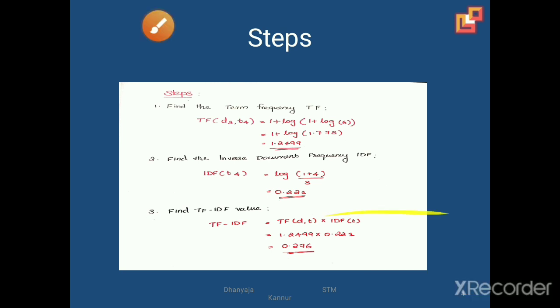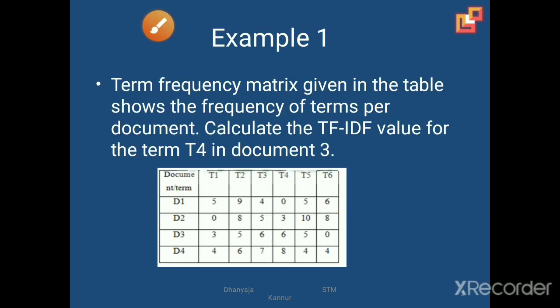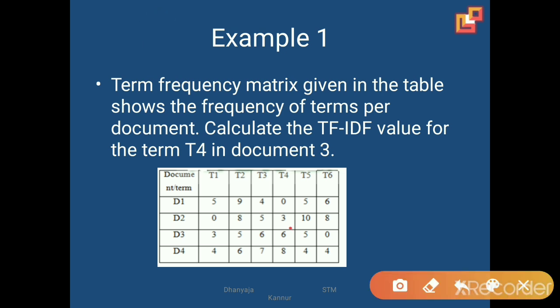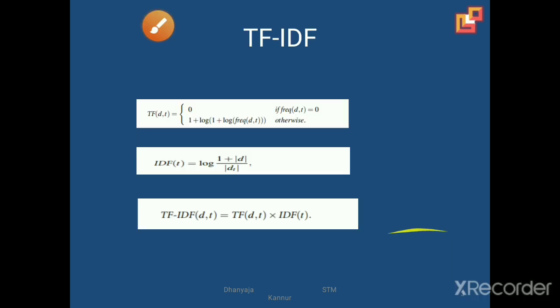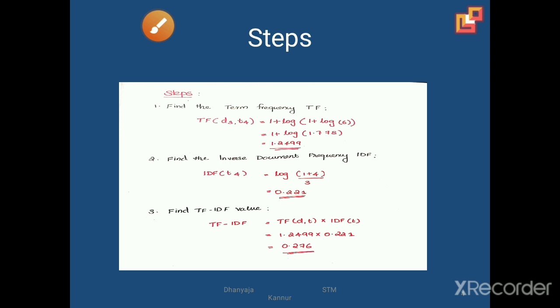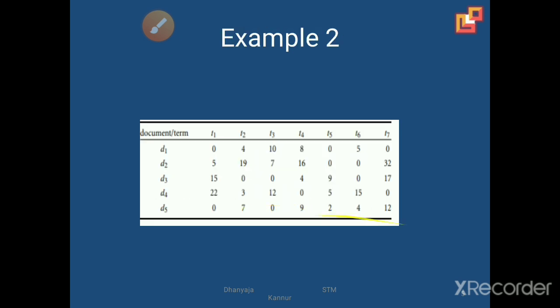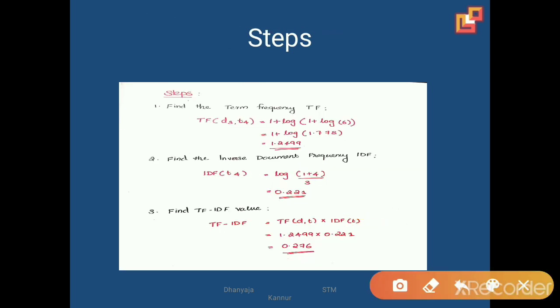How many times does it occur? Just see the question. How many times does T4 occur in D3? It occurs 6 times, right? So by substituting the values, it will be 1 plus log of 1 plus log 6, and after substituting in the equation you will get the value 1.2499. This is the final result.